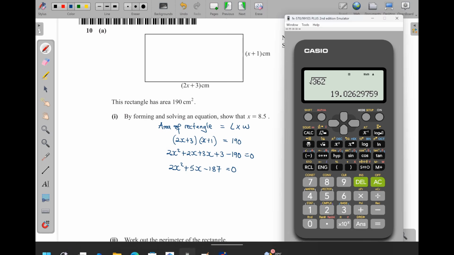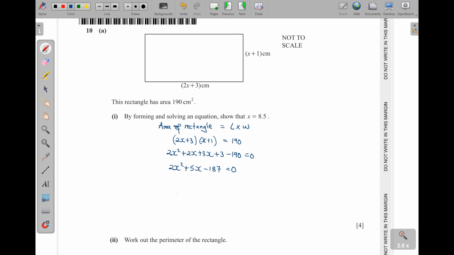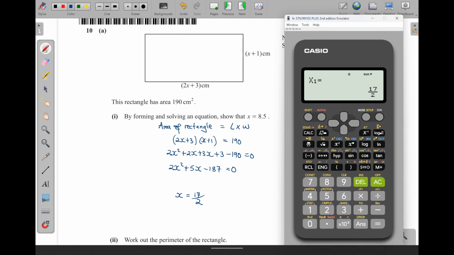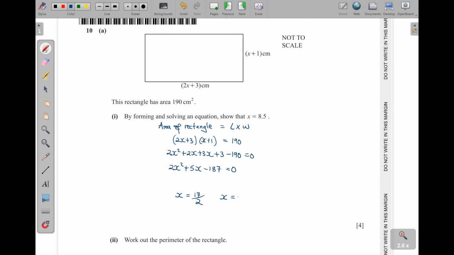Then you can use a calculator or the quadratic formula. So when I use the calculator, equation is 5, then 3, that is where we have quadratic. I put 2 equals, then 5 equals, then negative 187 equals. So I get 17 over 2. So I can skip space and I write x is equal to 17 over 2. And then the other one is negative 11. So x is equal to negative 11.